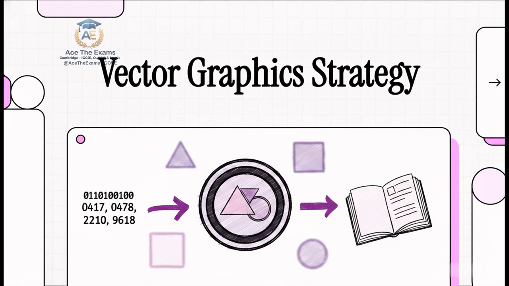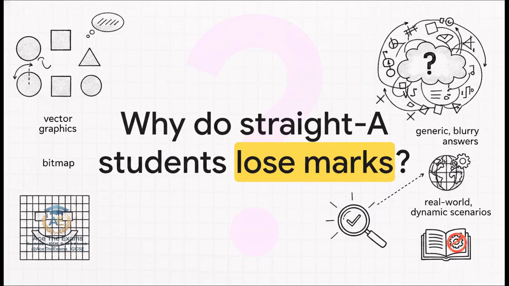We are going to look at vector graphics, but we're not just looking at it as an isolated topic you need to cram. We're using it as our specific lens to master the art of the perfectly framed exam answer. Now, the core problem staring right back at us, and honestly, this is a real head-scratcher for a lot of teachers, is this. Why do straight A students still lose marks on vector graphics questions?